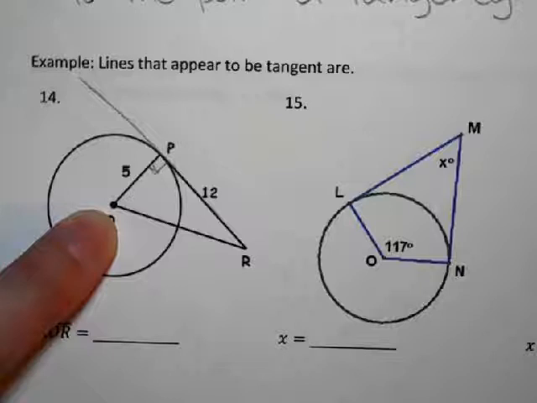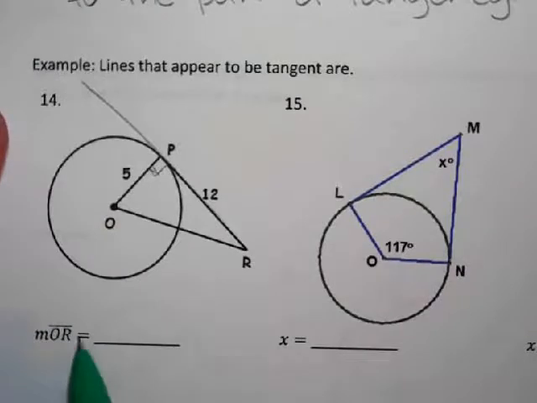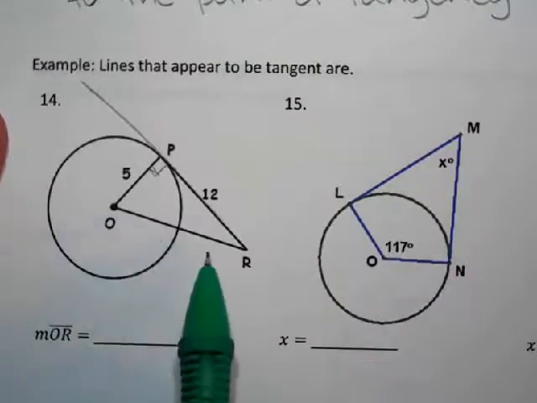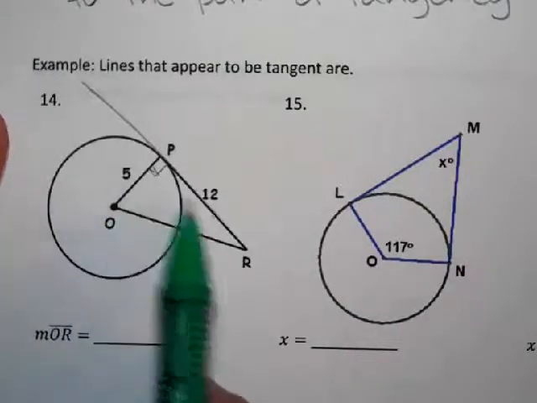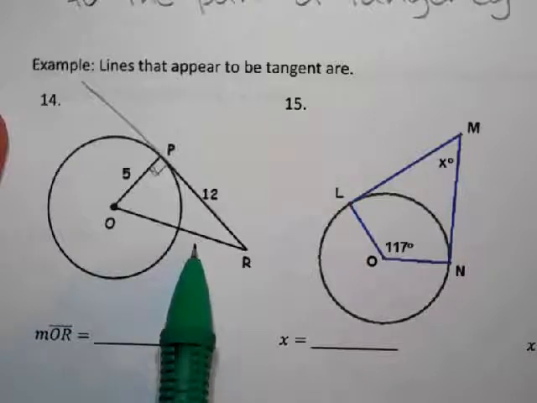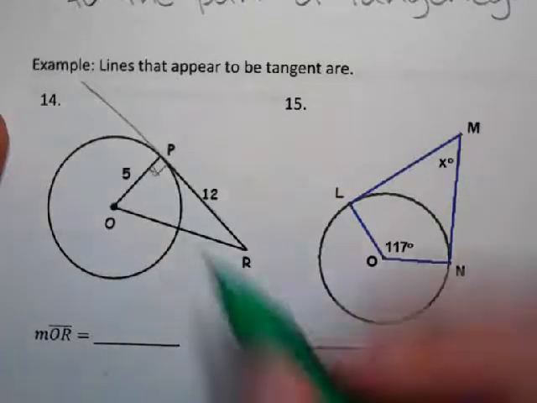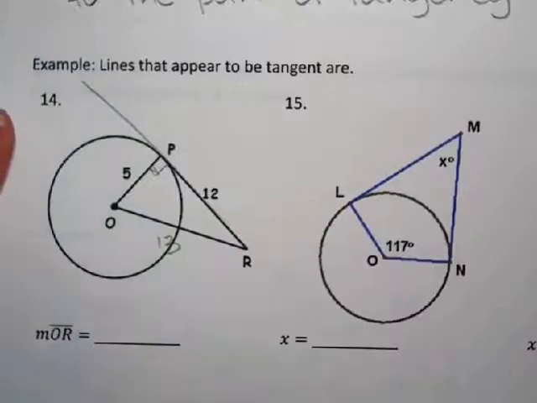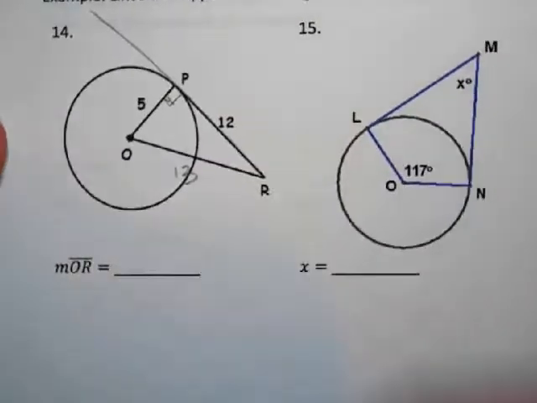They want the measure of the third side. Does anyone recognize this Pythagorean triple? What's the third side? Is it 13? We can go ahead and solve for it, just in case we need to. So we have 5 squared plus 12 squared equals OR squared.